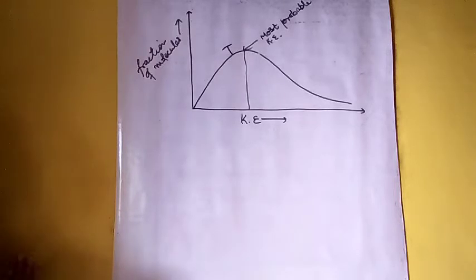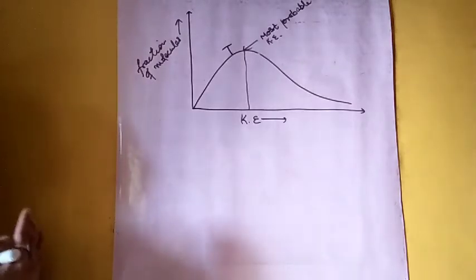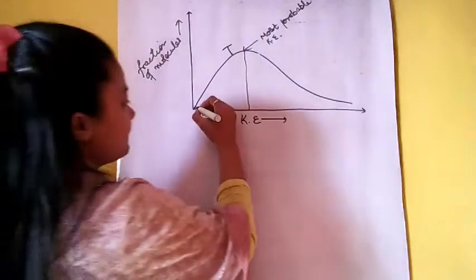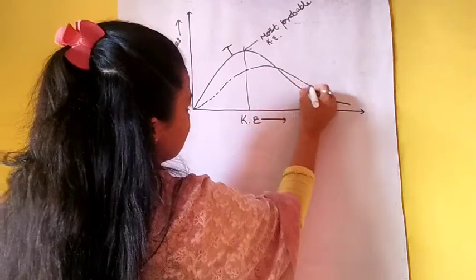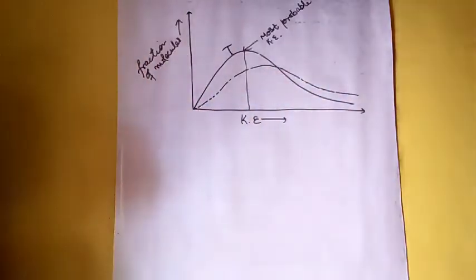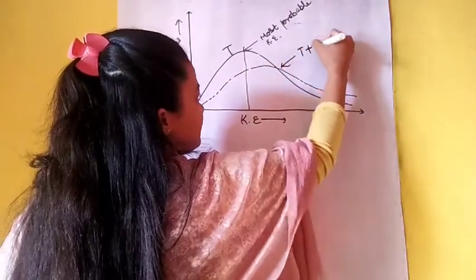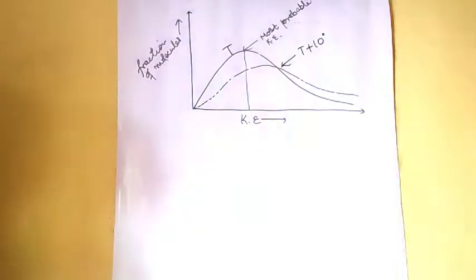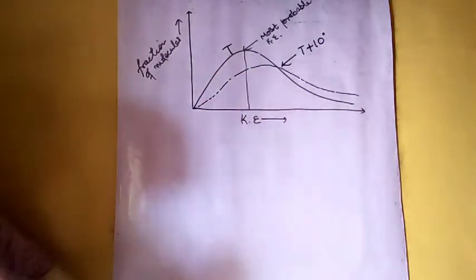So how the scientists plotted the graph, that this is a temperature T. Now if they raise the temperature by 10 degrees Celsius, now what they observe, that the graph is something like this, right? Now this is the graph of temperature plus 10 degrees, that is raising the temperature by 10 degrees Celsius. So they observe the graph is something like this.